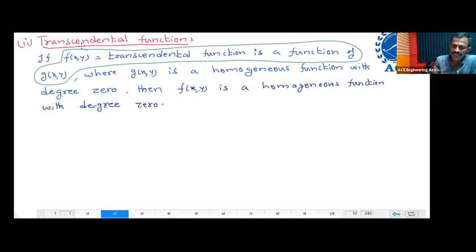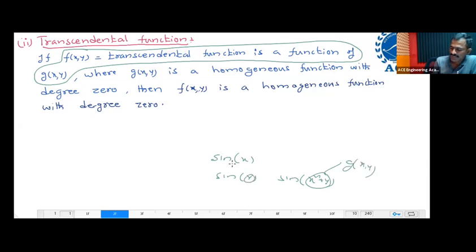So a transcendental function of g of x comma y means like this. Let us take sine. Sine is a function of some variable. So sine is a function of variable x only. Next, sine is a function of y like this. Sine is a function of x square plus y like this. So this is the g of x comma y only.